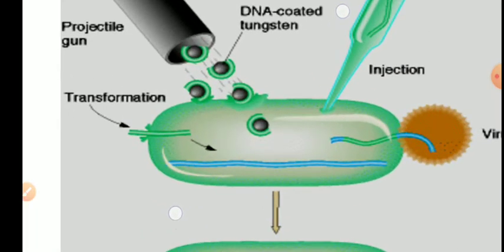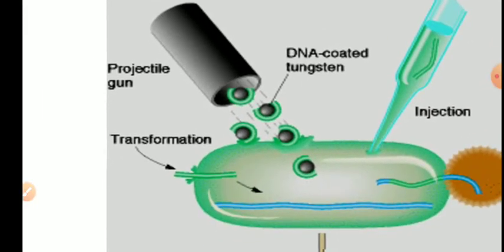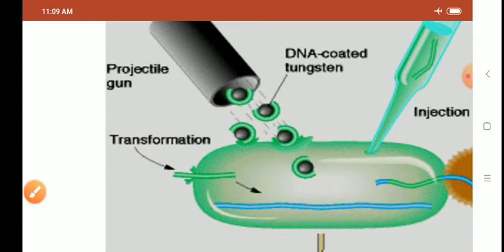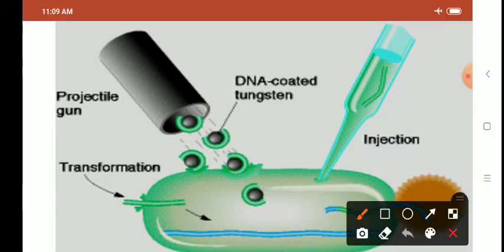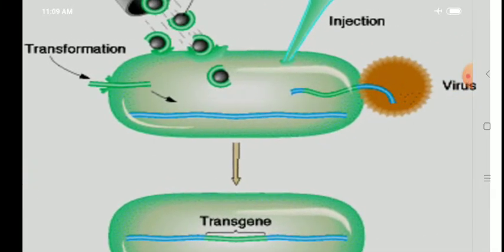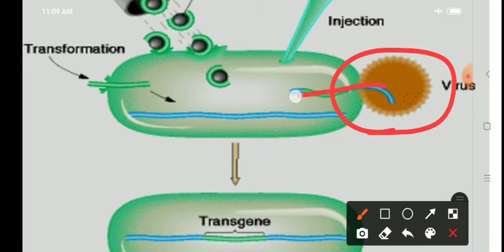In this diagram, we have shown various methods. This one is transformation, where the host cell is competent and takes up the foreign DNA on its own, or if it is not competent, it is made competent by calcium chloride treatment so that it accepts the foreign DNA fragment. Another method is this virus particle, by the method of transduction. With the help of the virus, the foreign DNA is inserted inside.